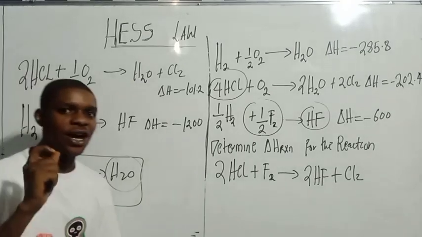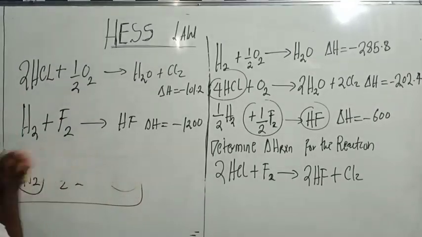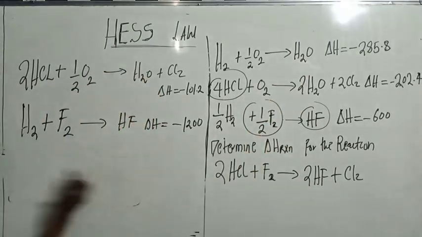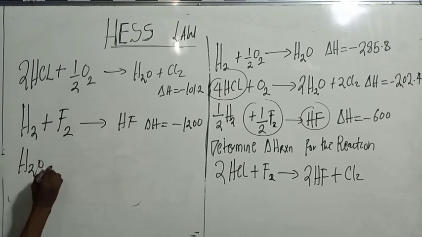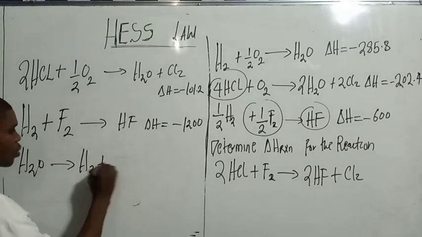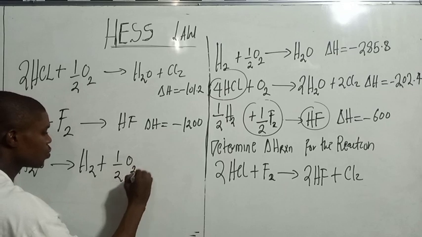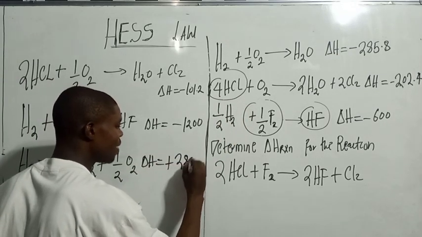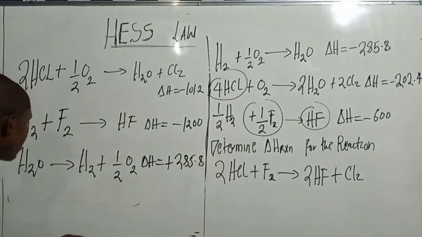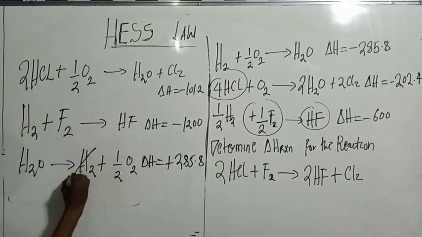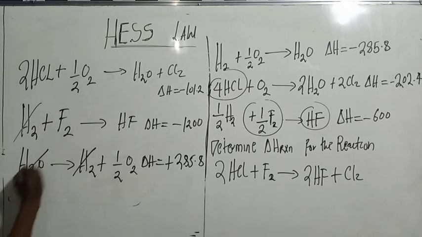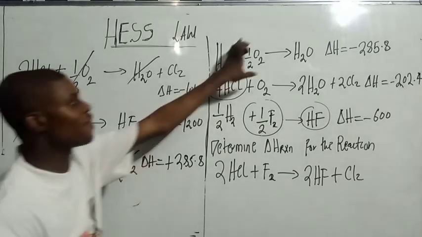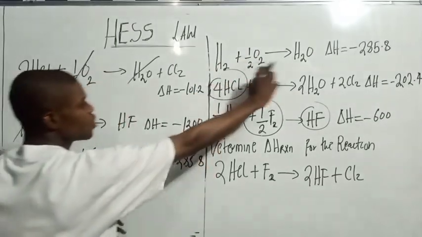Do you see that? If I reverse it, what will happen here? I'm reversing the first reaction. So it will be H2O, then you have H2 plus half O2, delta H now plus 285.8. Can you see that? Do you know the reason why? So that H2 cancels out H2, right? Water cancels out water, right? This guy cancels out this one here. But if I leave it like this, there's no way it's going to cancel. So I'm reversing this one here.